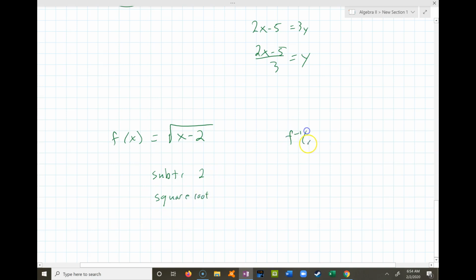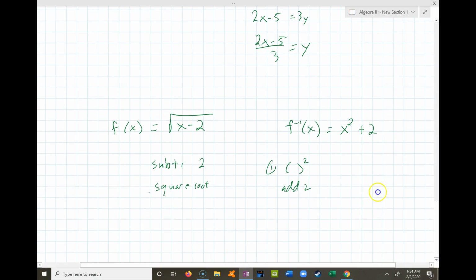So that means over here in the inverse function, I'd want to undo the square root first. So that means I need to square first and then add 2 next. So that means I'm going to start with x, I'm going to square it, and then I'm going to add 2.